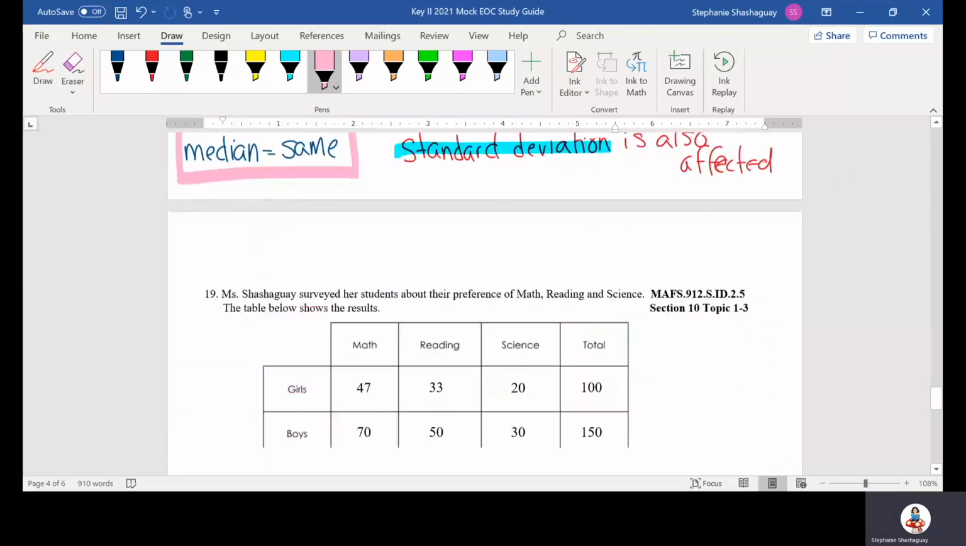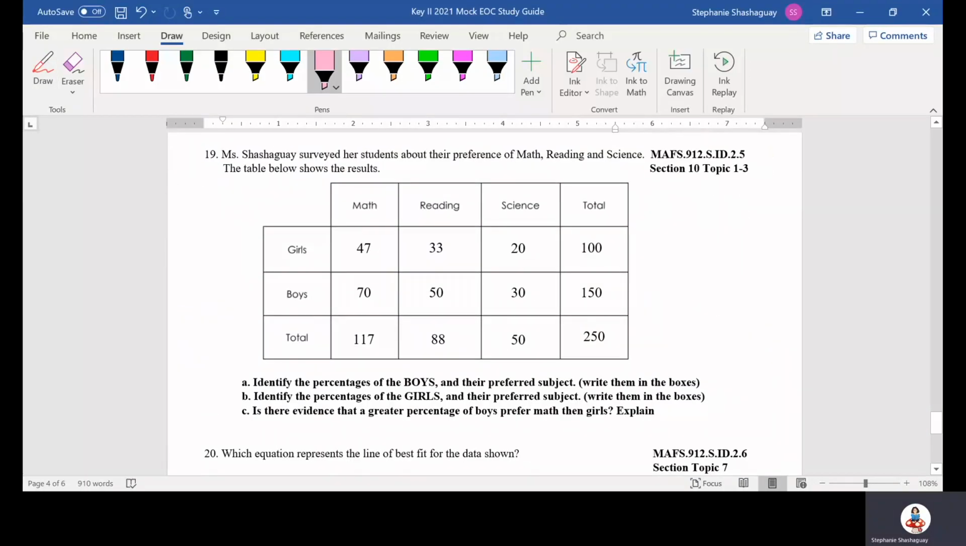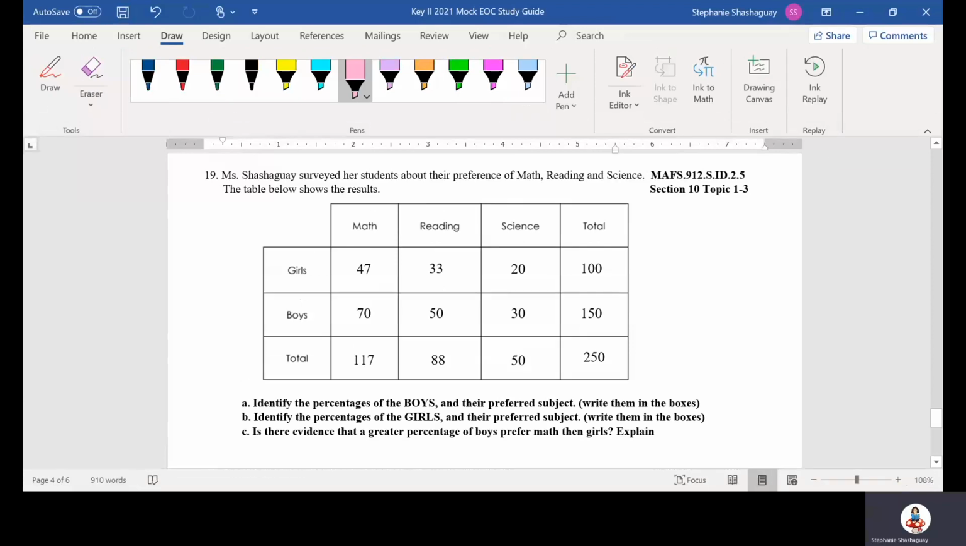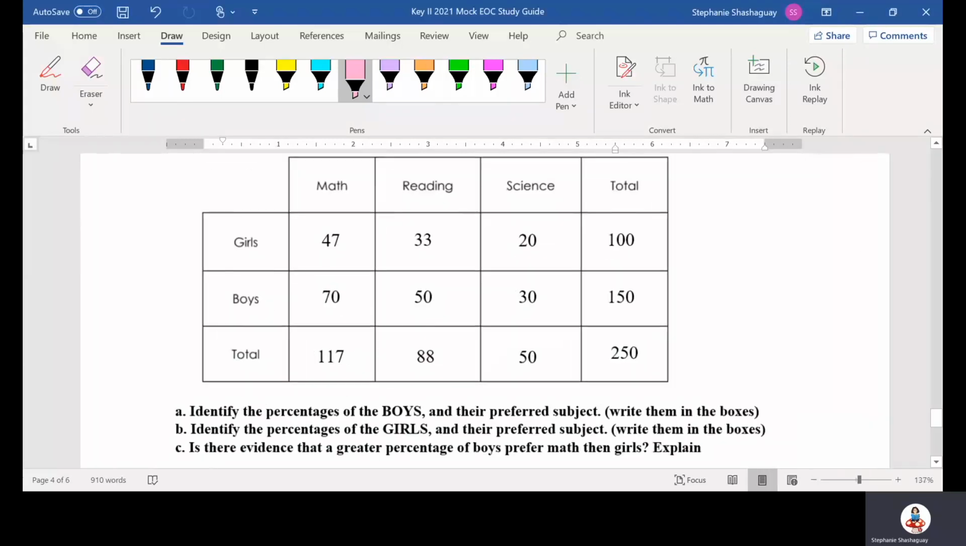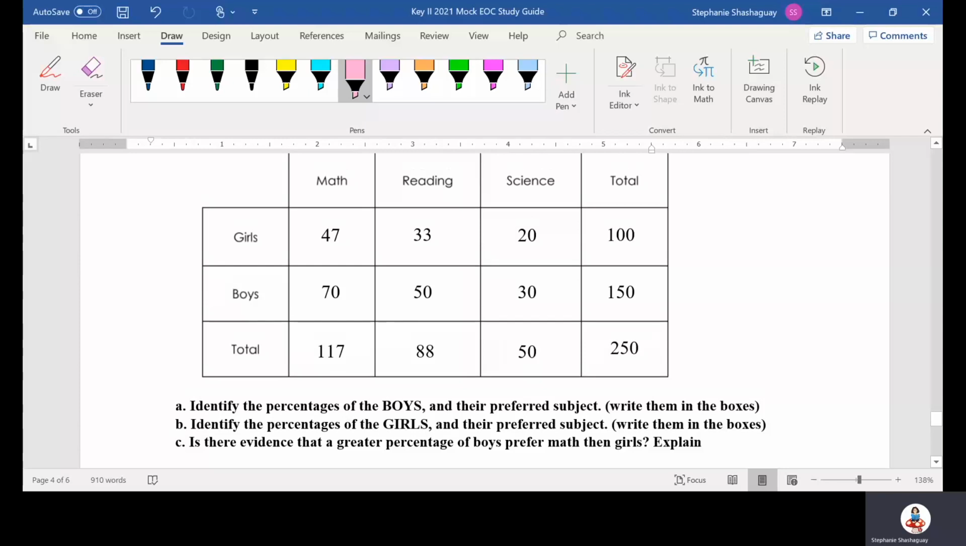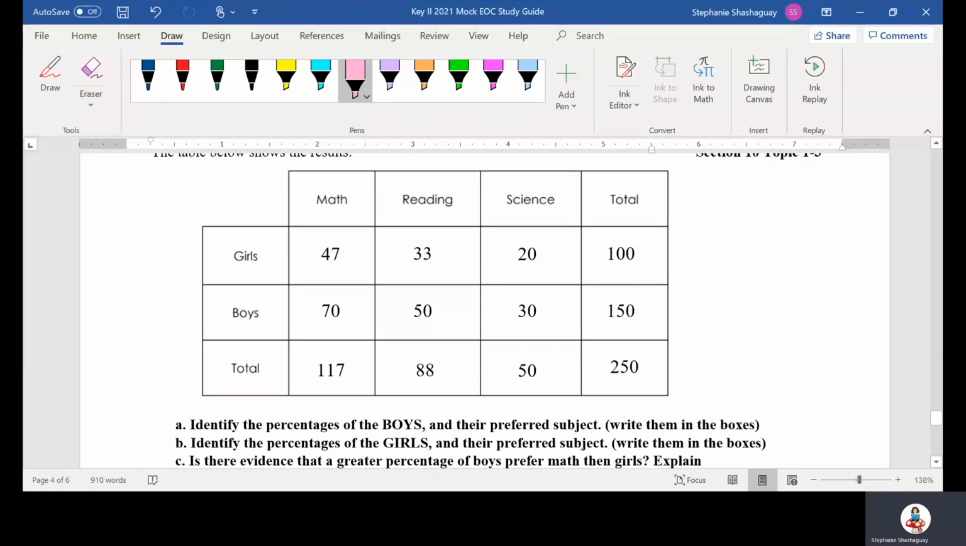Okay, we have just 2 more questions. Question 19 comes from section 10, topics 1 through 3. Ms. Shishagwe surveyed her students about their preference of math, reading, and science. The table below shows the results. So in question 19, our first step is to identify the percentage of the boys and their preferred subject. So here we want to compare the data for the boys and their preferred subject. And we're just going to write this in the box.